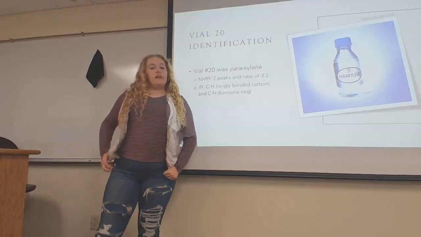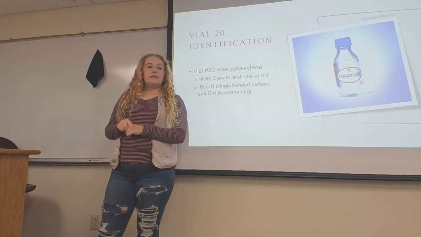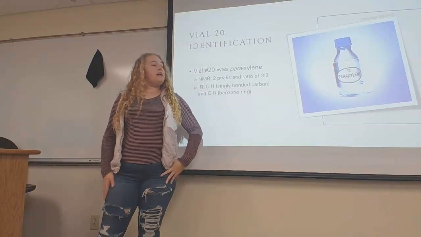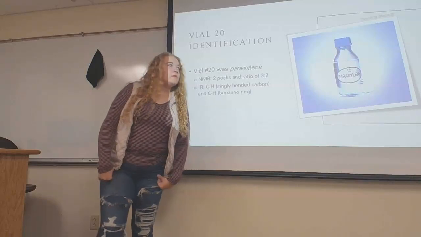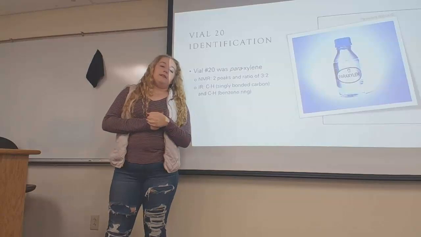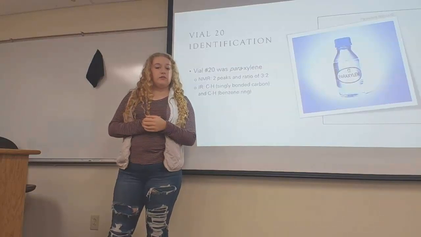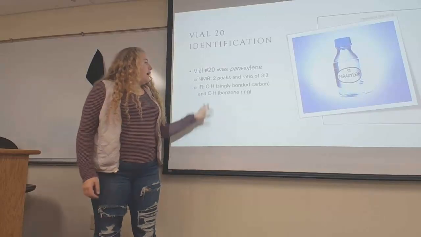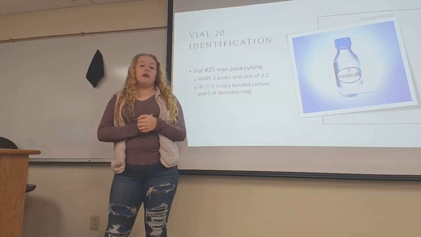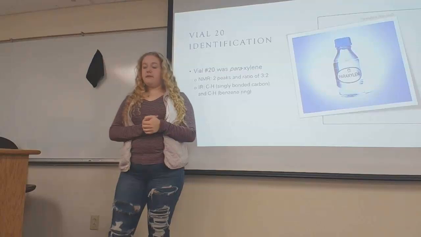Vial 20 identification. After comparing our experimentally printed data to the pre-lab data, we were able to determine that vial 20 included paraxylene in the sample. We did this because, according to the NMR, there were 2 peaks in a ratio of 2 to 3, and no other possible compound had those specifications. And then for the IR, there was a C bonded to H singly and a C bonded to H benzene ring. And once again, paraxylene was the only one to match our experimental data.